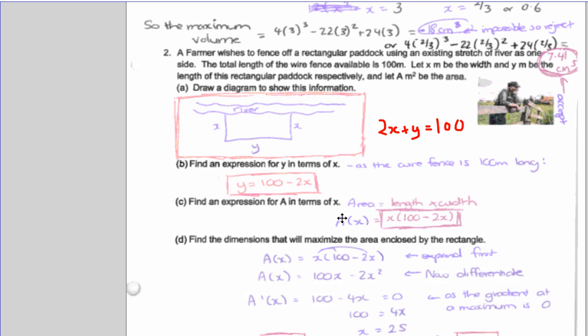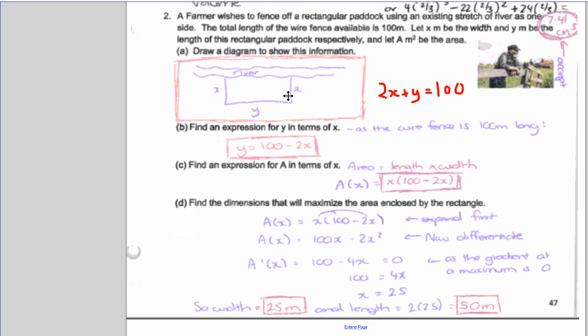Find the dimensions that will maximize the area enclosed by the rectangle. By dimensions they mean the length and the width. We want to find out what x is equal to, and then we can calculate what the length is. We want a maximum area, so we've got to use optimization. So A of x, let's look at our original area function.